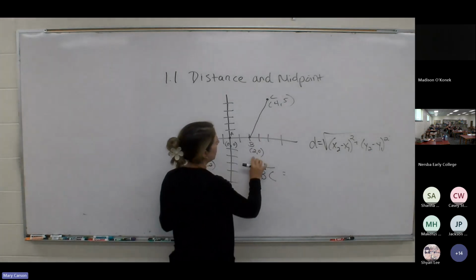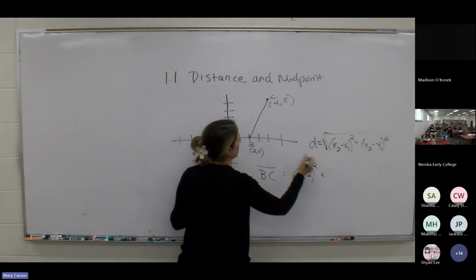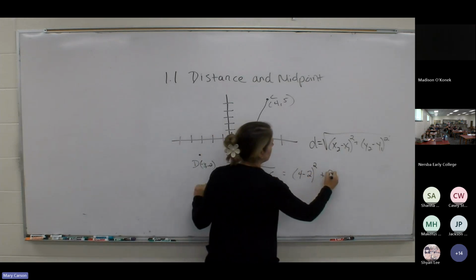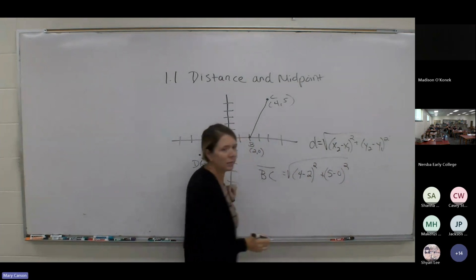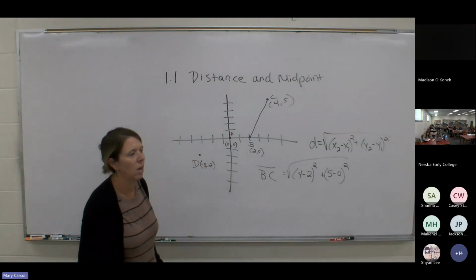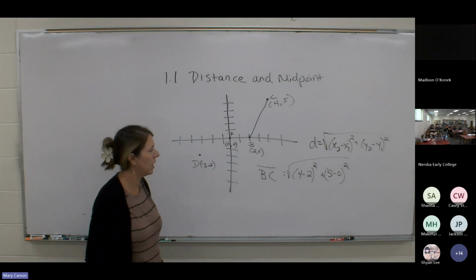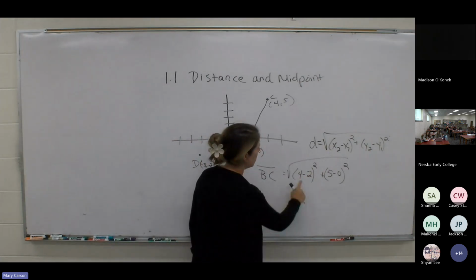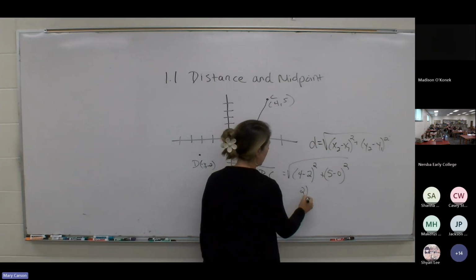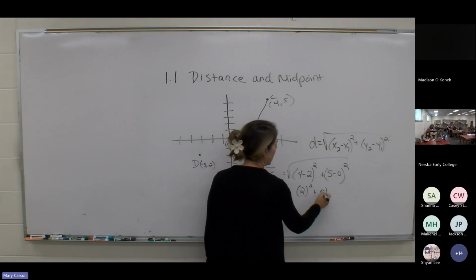So I'm going to do 4 minus 2, and you square it, plus 5 minus 0, and you square it. And again, I talked about it, you can never have a negative distance, because if we're describing the distance of something, it's always going to be positive. That's why in the formula these are squared, because it makes it positive. So 4 minus 2 is going to be 2, squared. And then 5 minus 0 is going to be 5, squared.